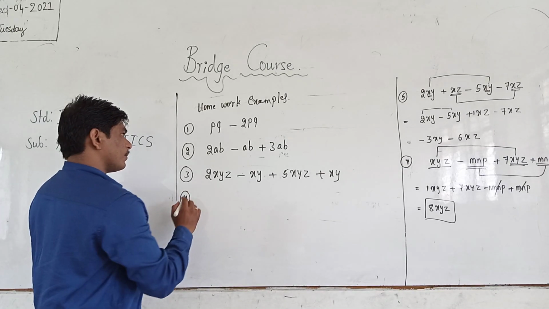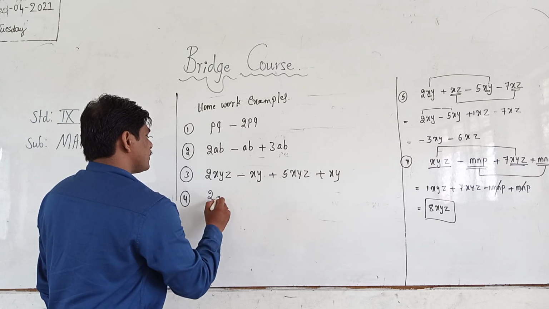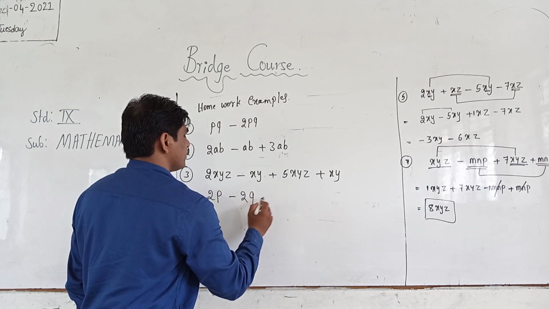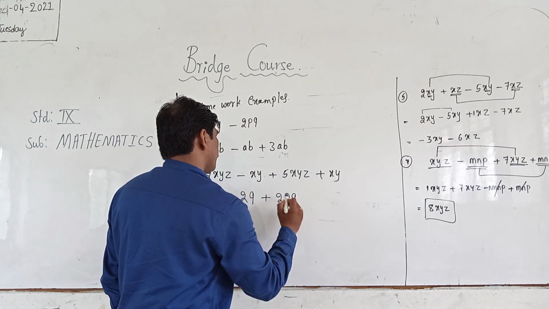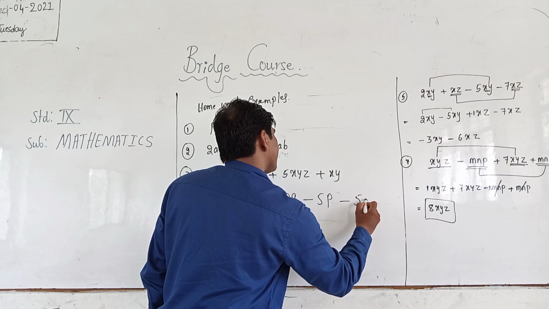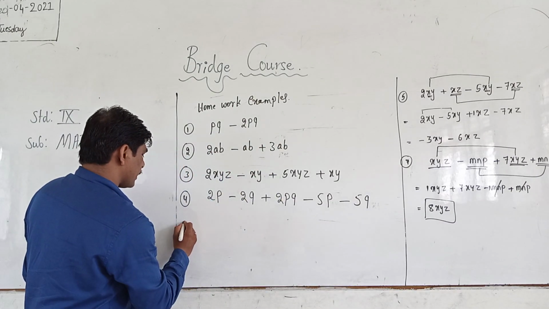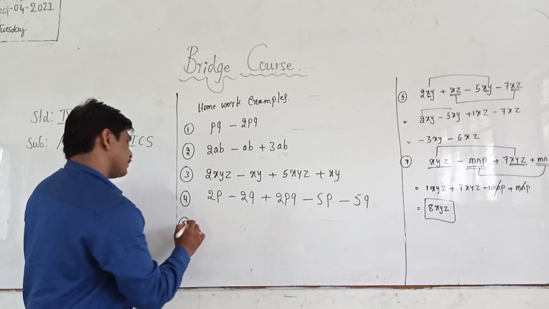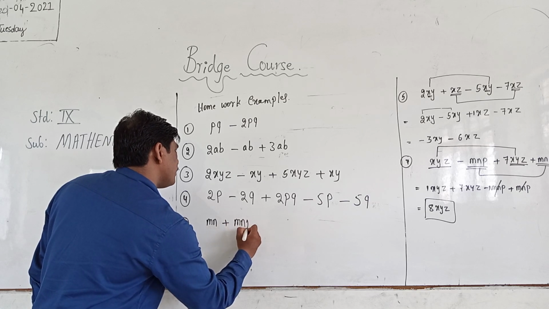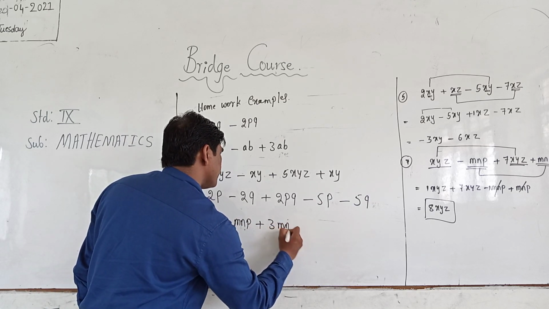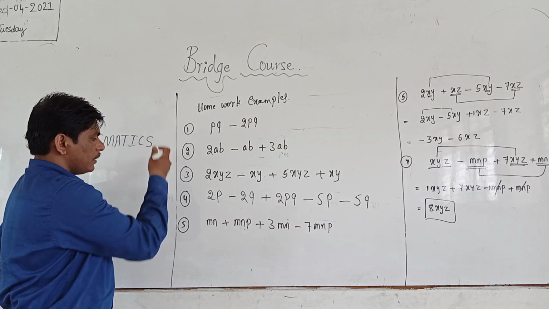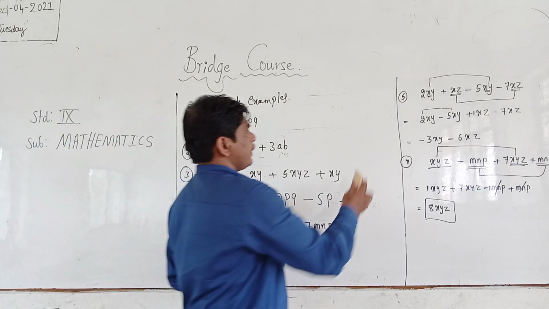And the fourth example is now 2 times of (2p minus 2q) plus 2 times of 2pq minus 5 times of p minus 5 times of q. Okay, next, fifth one, mn plus mnp plus 3 times of mn minus 7 times of mnp. Now, these are 5 examples and another 5 examples I will give you.